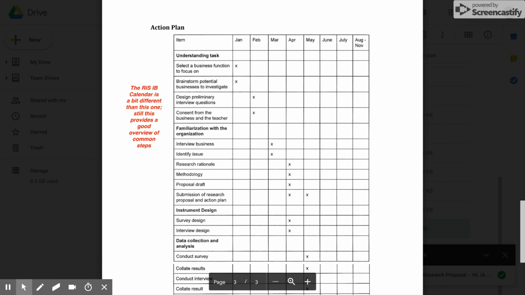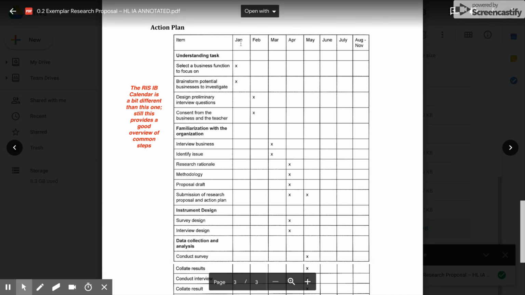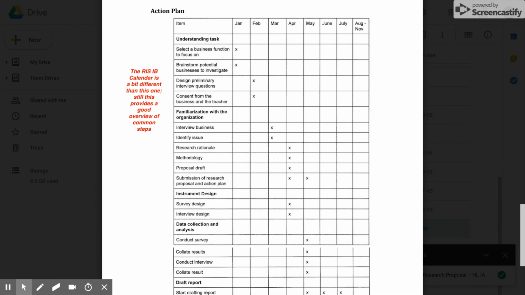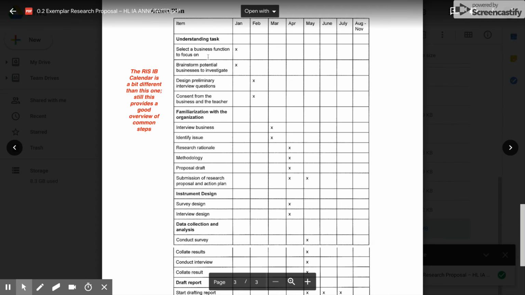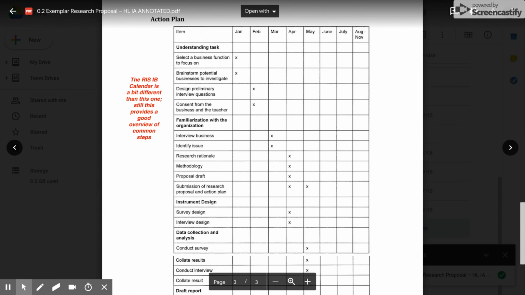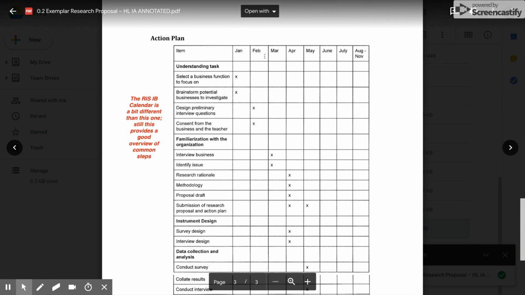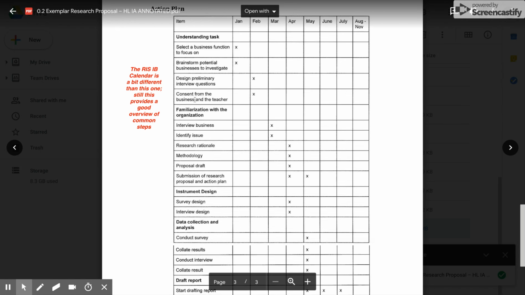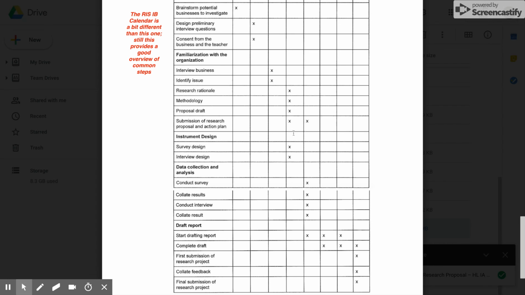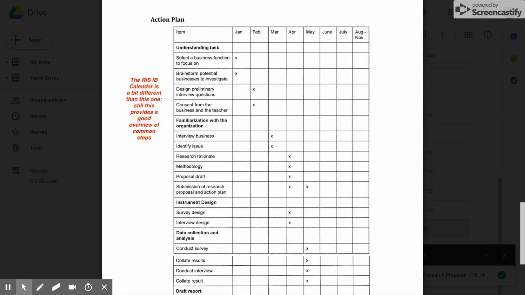Action plan: this student's calendar is a little bit different than ours. It starts in January, ends in November. Ours is ending in May, technically speaking, with the IB exam. But their action plan includes a lot of the steps you will likely include in your action plan. So, timeline on the horizontal axis, and then include the steps you will be undertaking vertically, and then just X out or show where you're going to be conducting each of these steps.